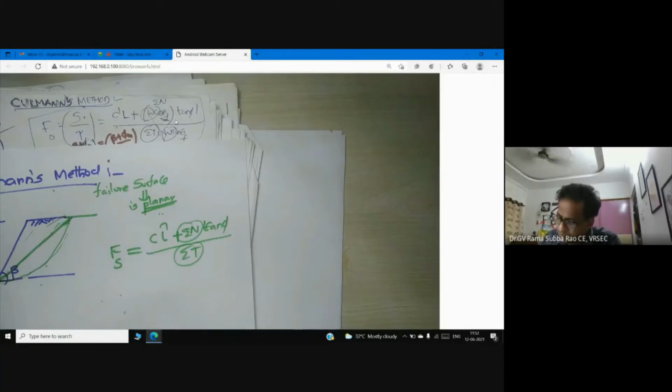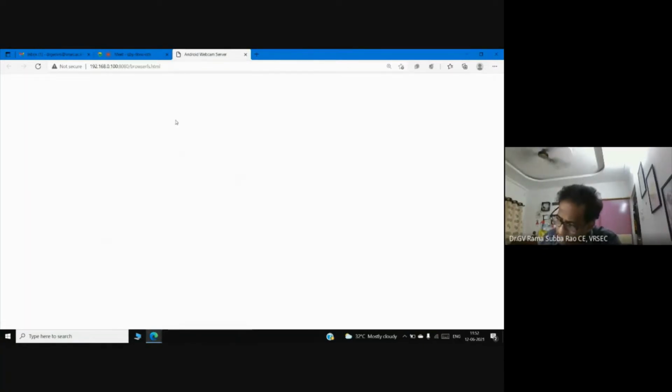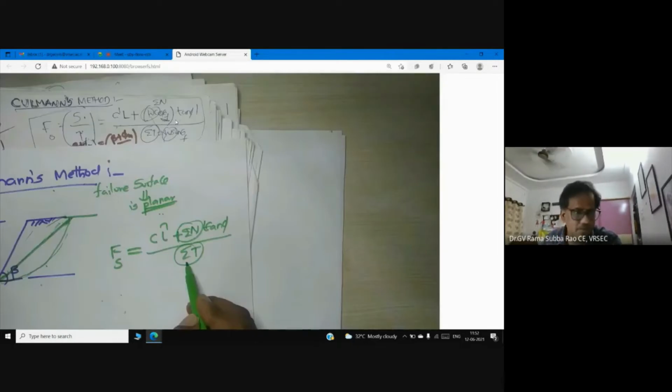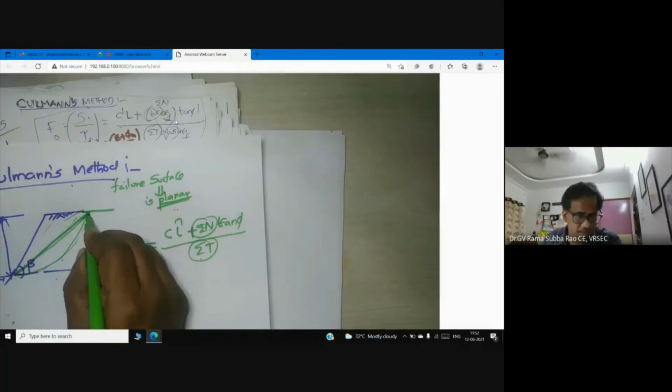Here I am considering only one failure surface. Only one failure surface. So the angle is theta f. Let me tell you once again. Here the failure surface is planar. The angle of the failure surface is theta f. Now I can divide this W into two components.